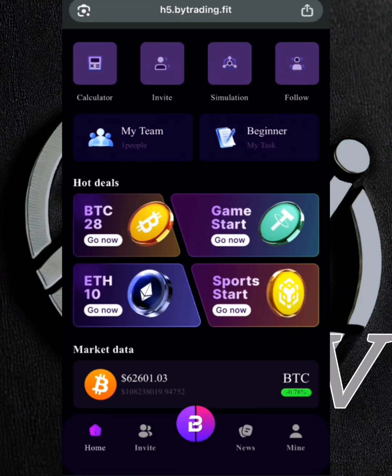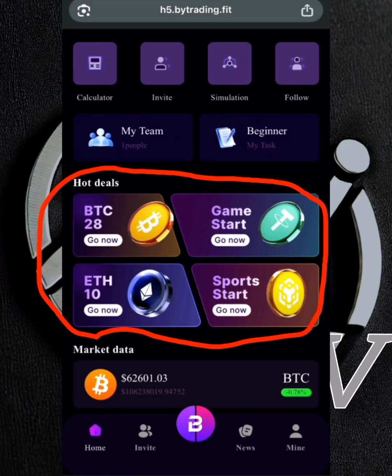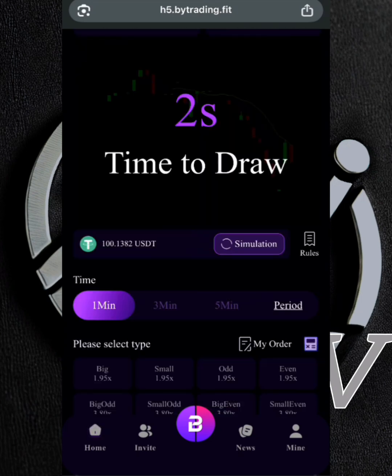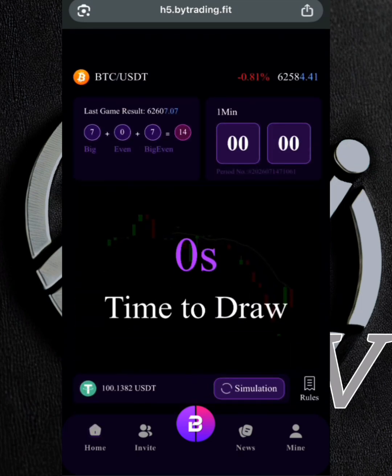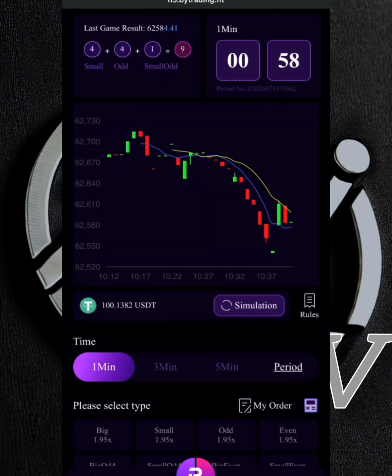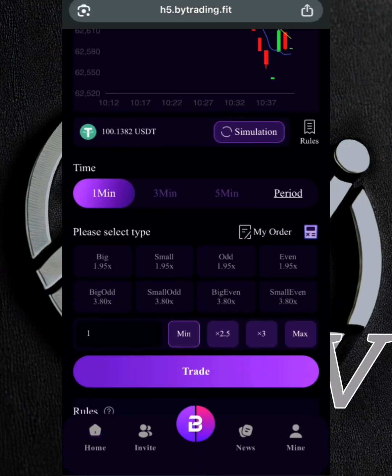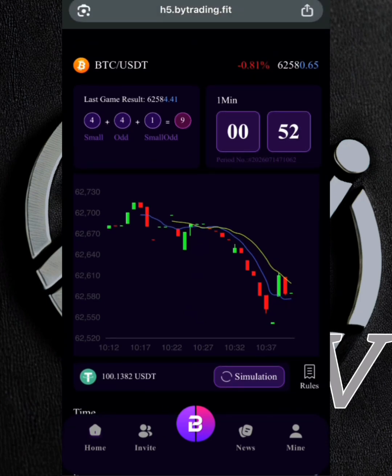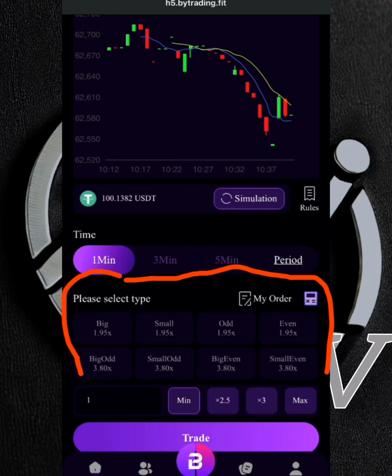When you come to hot deals right here, this is where you get to see all the earning tools like the BTC28, the Game Stats, the ETH10, and the Sports Stats. What I'm going to be using is the BTC28 right here. Once you click on BTC28, it will bring you to an option trading section. You need to select any option, and if it comes out as the result, you get about 1.95x the amount you used to trade that particular option. You can see all the options here, and don't worry, I'm still going to break it down for you as we go on in this video.